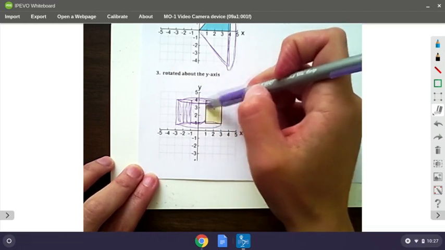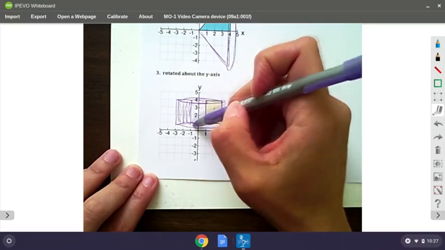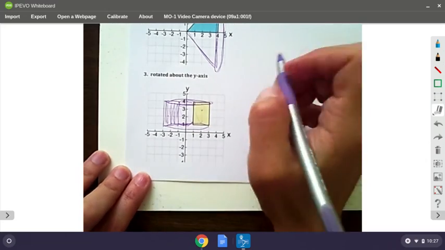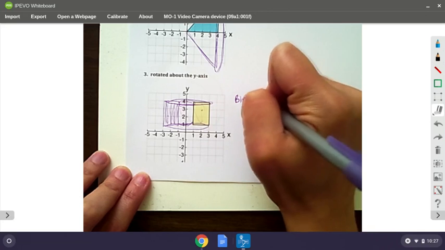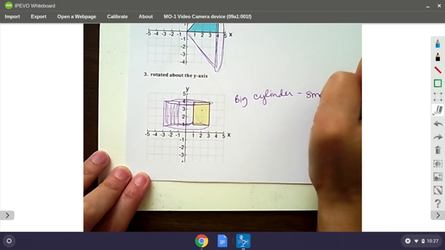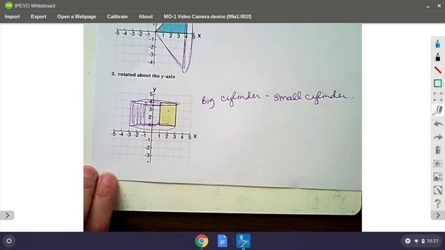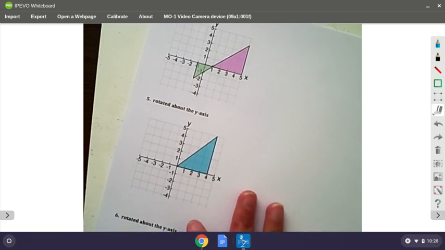cylinder. Like if this whole thing was shaded in, if this was all the way against this, the whole thing would be a cylinder. And then it's going to have another cylinder inside. So that's how I would do it, is big cylinder minus small cylinder, because the white cylinder is not part of your solid in the end, if that makes sense. Okay, so that's that one.